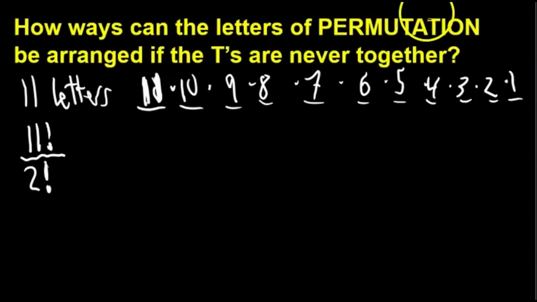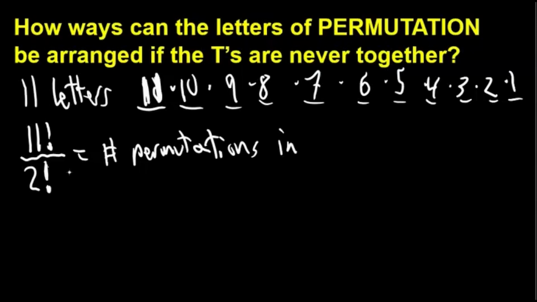If we also had 2 E's or some other ones, we would also divide by however many there were: 2 E's, 2 factorial, or 3 factorial if there's 3 E's, things like that. So this equals the number of permutations in the word permutation. Now these are all the permutations, whether the T's are together or not.